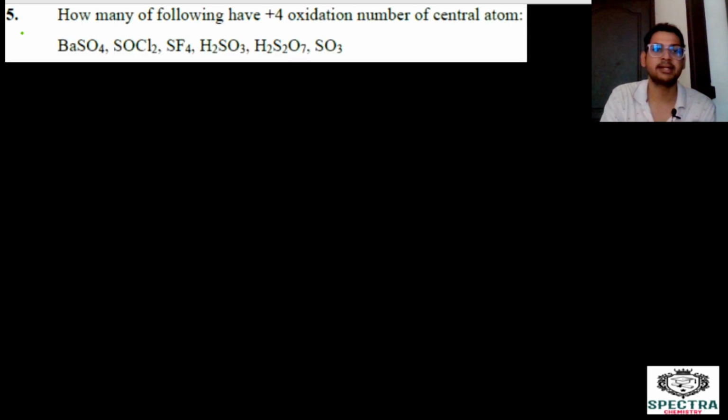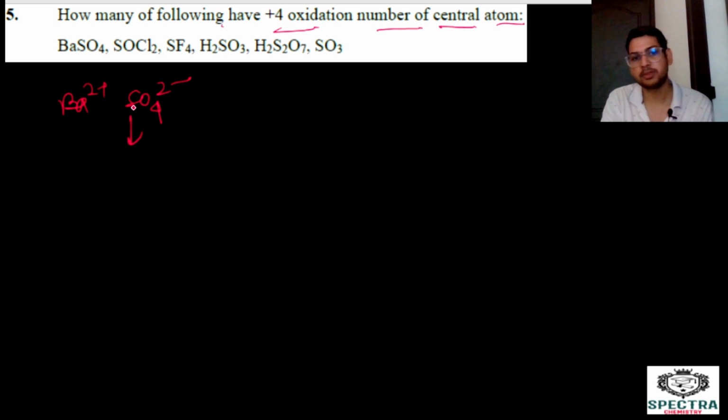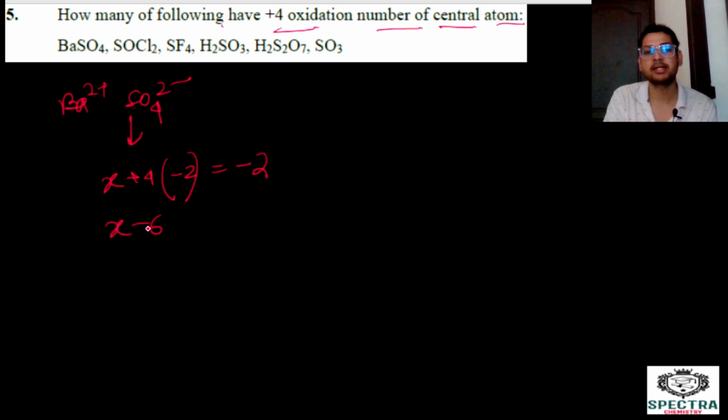Oh my god, this is another easy question. Which of the following have +4 oxidation state of the central atom? Okay, sir. BaSO4 means Ba2 plus and SO4 2 minus. Sir, SO4 2 minus, I don't know about the central atom. Okay, which atom you have to count? You take that as X. So sir, sulfur I am taking as X plus 4 oxygen, and each oxygen is having -2 oxidation state, equal to total oxidation state -2. So X minus 6 equal to -2, X equal to +4. Yes sir, for sulfur I got +4.